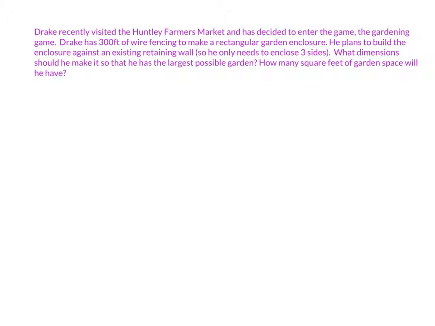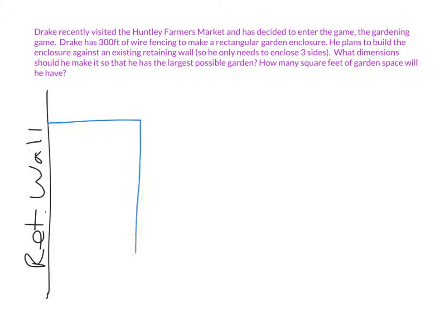All right, so what we're looking at is we've got ourselves a retaining wall. We'll say that this is our retaining wall. And then the garden itself, we'll do the wire fencing in blue. It will only need 3 sides, okay? So it's using that retaining wall as the 4th side. And it says, what dimensions should he make it so that he has the largest possible garden? How many square feet of garden space will he have?